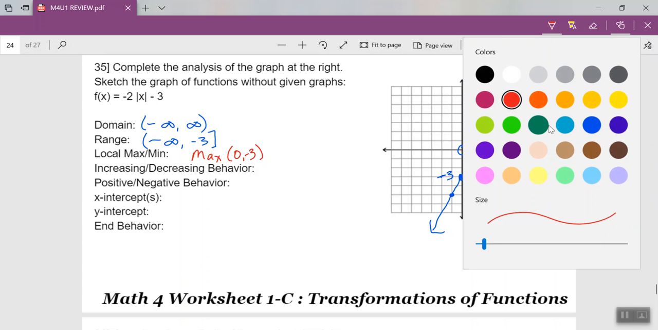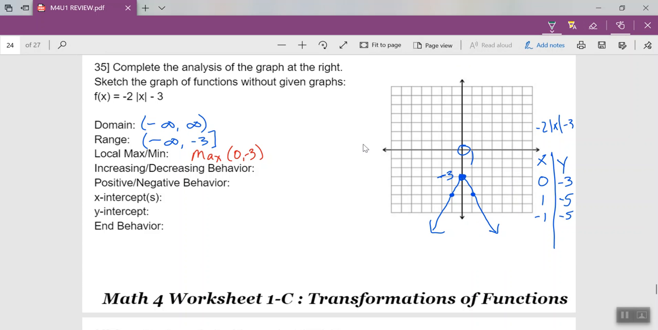There is increasing and decreasing behavior that goes from negative infinity to 0 to positive infinity. So we will say it is increasing from negative infinity to 0, and then it is decreasing from 0 to positive infinity. And meanwhile, with the positive and negative behavior, absolutely every bit of it is below. So our positive gets nothing, and our negative gets all the x's.